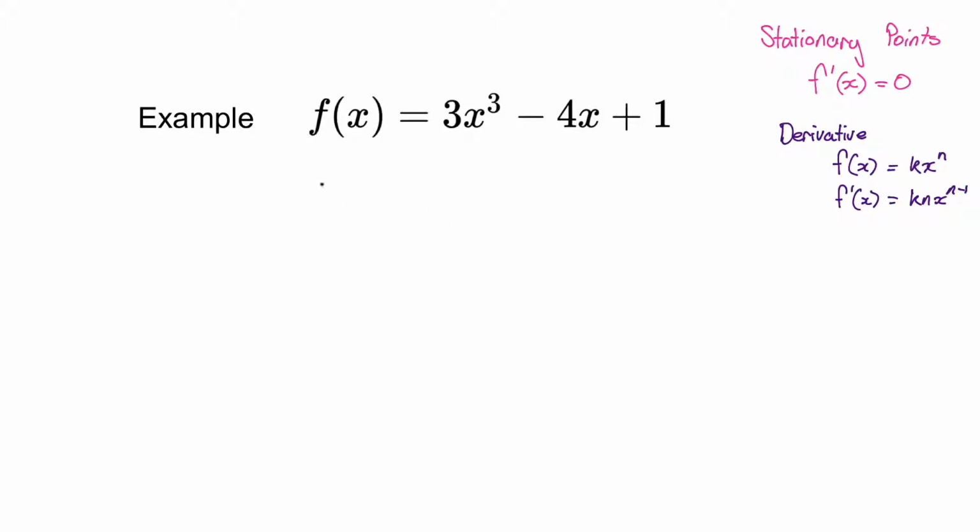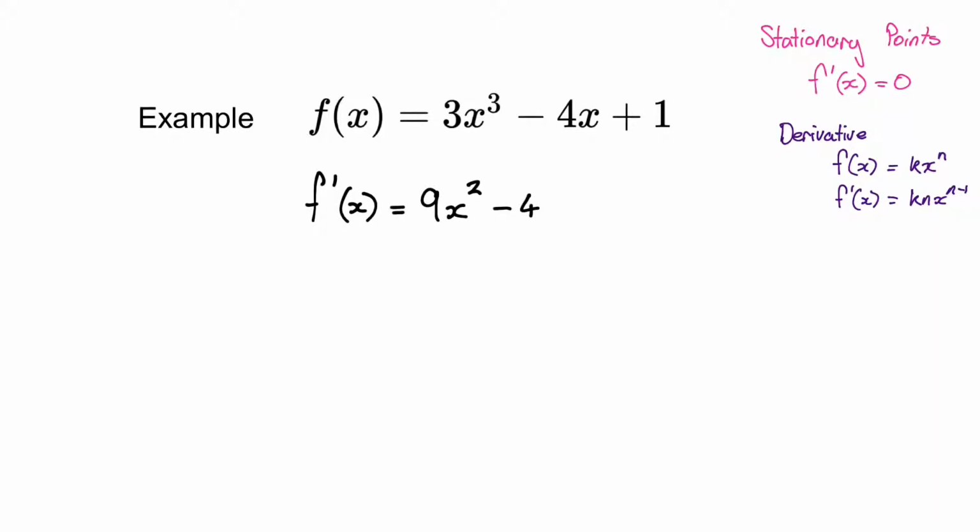Now we're just going to find the derivative of our original function. So our f prime of x is going to be equal to 3 times 3 is 9, x to the 3 minus 1 is 2, minus 4 times 1 is 4, and x to the 1 becomes x to the 0, which is equal to 1. The plus 1 again just disappears.